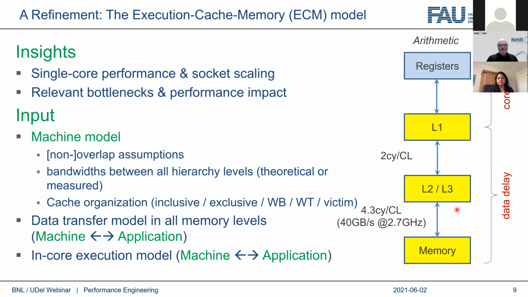need to look at the code, because in order to know how much time it takes to get the data from L2 to L1, I need to know how much data is there to be transferred. So that's something that comes from code analysis. I have to know that. For a simple streaming code like the DAXPY, I know that it's 24 bytes per iteration. For a more complicated code, it may be more complex.